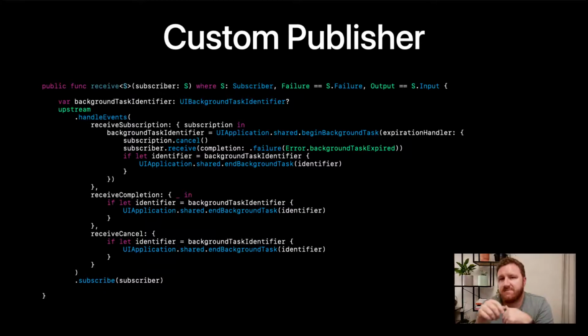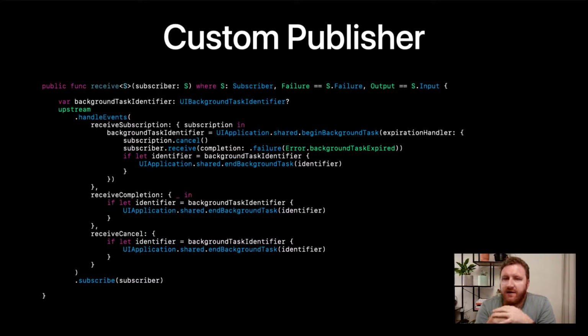When that subscription gets passed through the handleEvents publisher, we want to kick things off because now that we've got a subscription, we know that there's a subscriber, which means we've got a task that's running. So we're a cold publisher in that sense. We don't just immediately tell UIApplication that we want to start a background task. We wait until we've got a subscriber. We obviously store that task identifier in the local scope there.